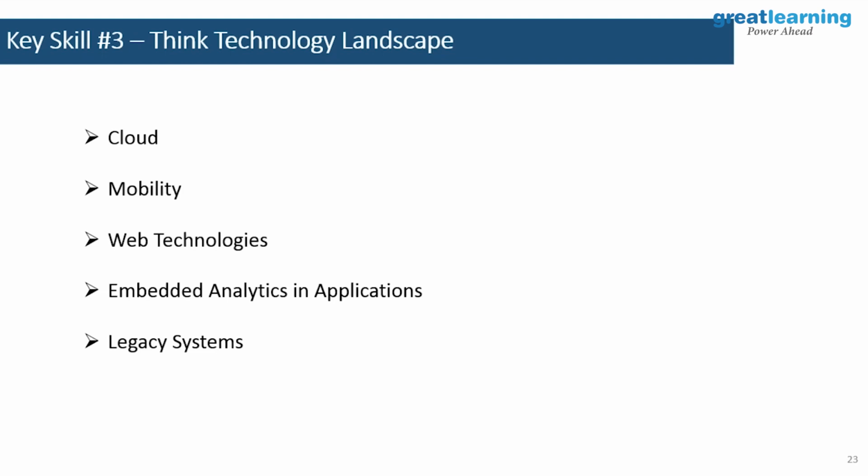Think technology landscape is another thing. Don't get too focused on just the data science machine learning part, because at the end of the day this has to get implemented within an environment. So think technology landscape. Again, expertise is not the key thing here. If you already have expertise, great, but at least get a feel in terms of, okay, how is it going to get implemented? What questions should you ask or need to answer? Cloud, mobility, web technologies, embedded analytics, legacy systems, just get a feel for it.